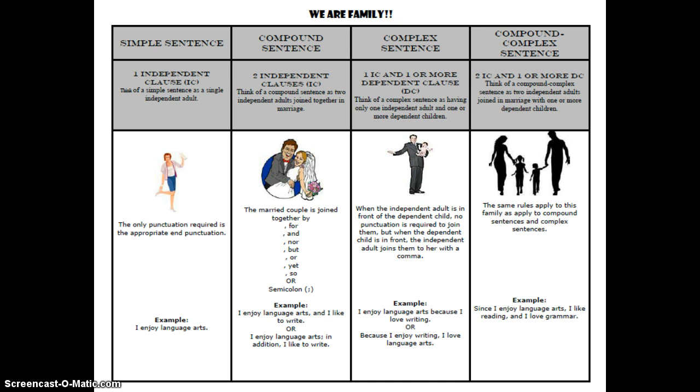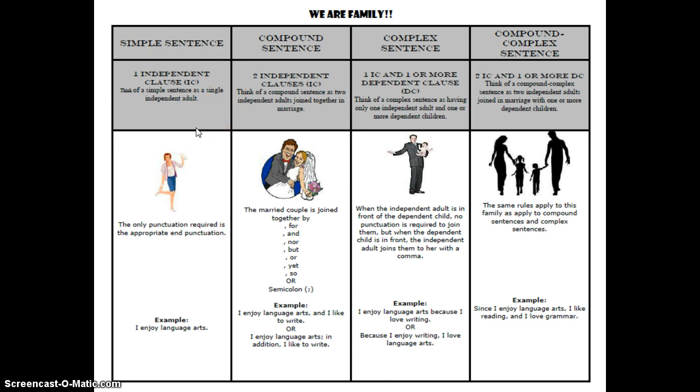First thing we learned about was a simple sentence. That's represented by this girl here. You know, the independent type. She moved off to New York all by herself. She can totally stand alone. She's got her own job. She's got her own life. And that is represented by one independent clause. So a simple sentence is like one independent adult.